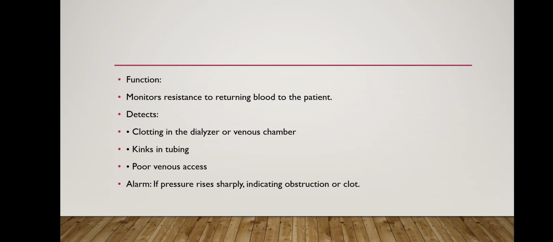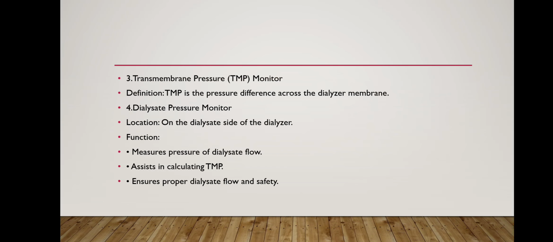The function of the venous pressure monitor is to monitor resistance to returning the blood to the patient, and it detects any clotting in the dialyzer or venous chamber, kinks in the tubing, and poor venous access. The alarm sounds if the pressure rises sharply, indicating obstruction or a clot. The next one is the transmembrane pressure, TMP, monitor. The definition: it's the pressure difference across the dialyzer membrane.